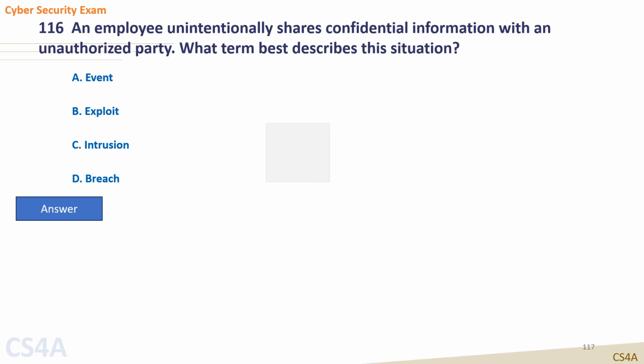So here the question is, an employee unintentionally shares confidential information with an unauthorized party. What term best describes this situation? Whether this is an event? No, this is not an event. An exploit? No, this is not an exploit, because the system vulnerability is not exploited. Intrusion? There is no intruder involved in this activity, so intrusion is not the correct one. Breach. Yes, breach is the correct one, because here the confidential information is disclosed in an unauthorized manner. So the answer D is the correct one. Breach.